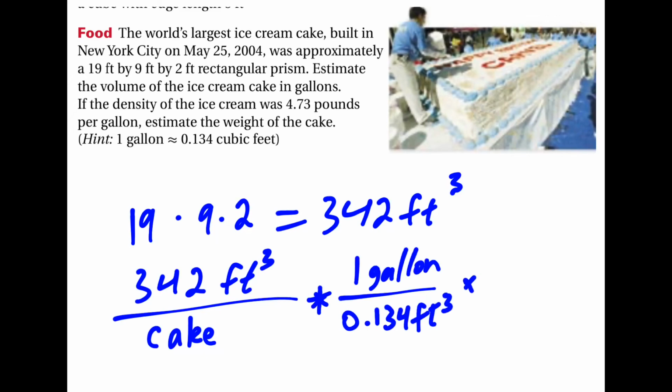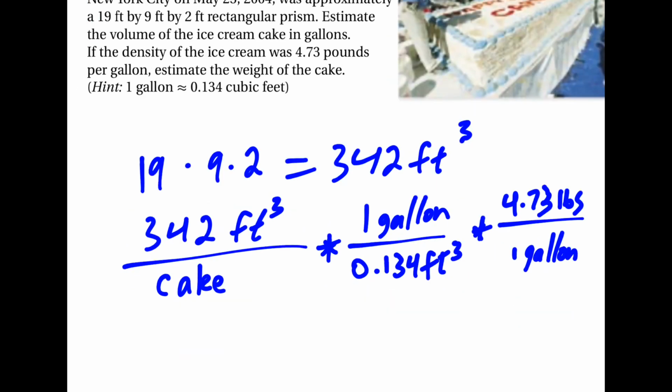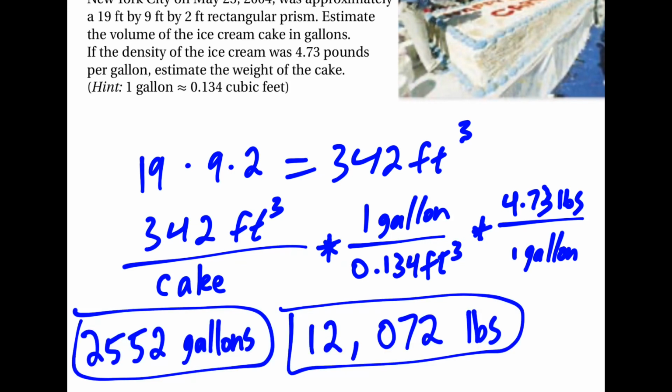And then they want to know about the weight given a certain density. So I'm going to put 1 gallon on the bottom so they cancel out. And on top, I'm going to put the 4.73 pounds. I'm going to put lbs for pounds. So if you multiply across the top and divide by the product of the bottom, and I just noticed they asked you to estimate the volume in gallons somewhere along the way, and then the weight of the cake. So this many gallons and this many pounds. I just rounded to the nearest whole number there.